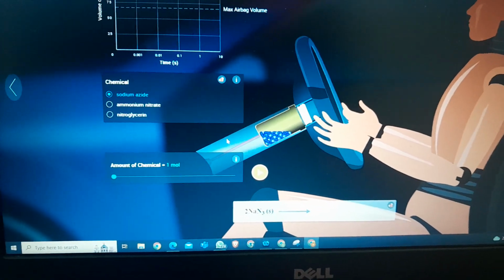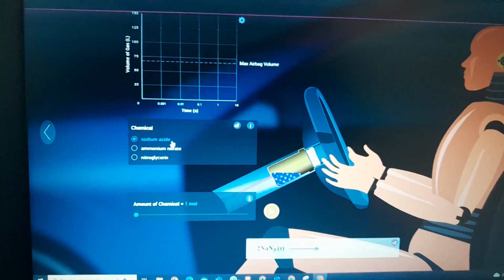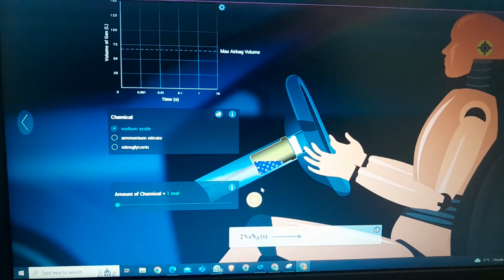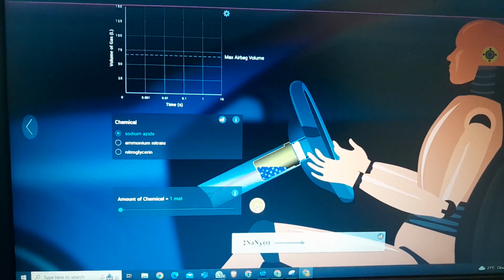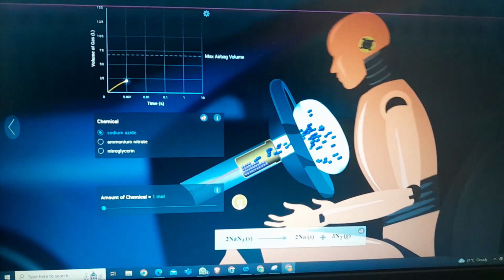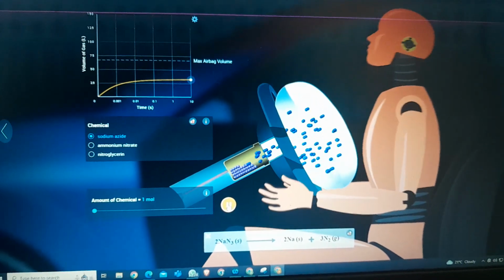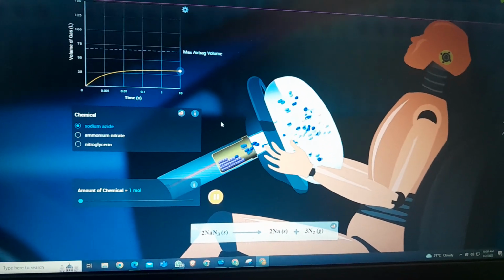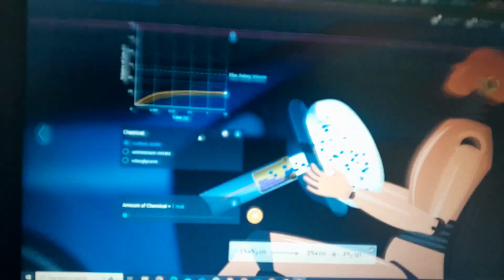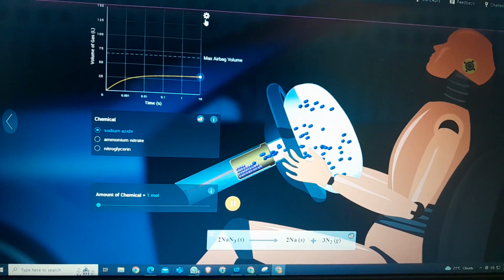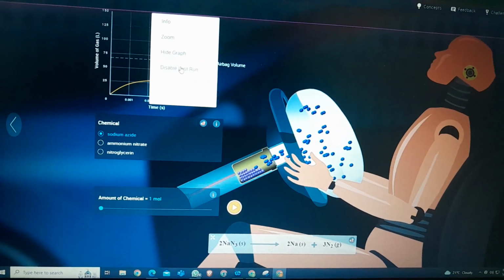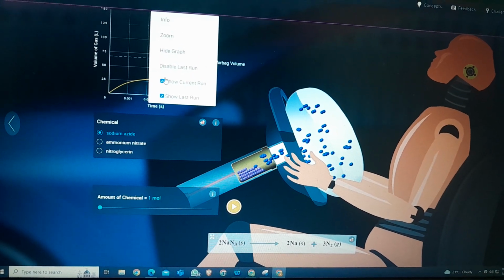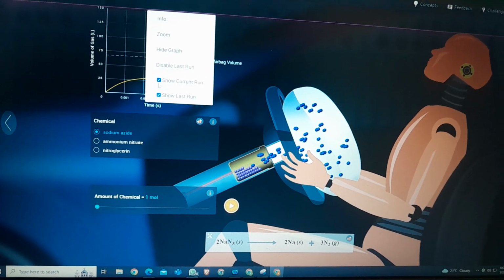Okay, so we will take sodium azide first and then run it. You can click on this play pause button and run it. So this inflates, and this is a graph. Okay, so the person is saved because this was able to happen. Okay, now what we do is, okay, so we are gonna, no, show current.